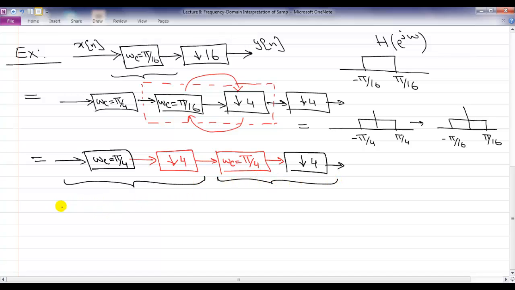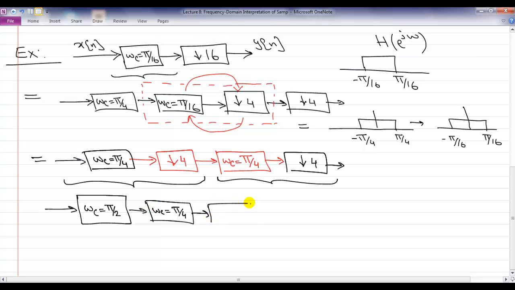Okay? And I can actually play the same trick on each of these single components again. This decimation by 4 can be replaced by decimation by 2 two times. And this filtering can be replaced by 2 filters. First I do filtering by π/2, then I do filtering with π/4 cutoff. Of course, the output of these 2 filters in cascade is the same. And then I do decimation by a factor of 2, decimation by a factor of 2. Okay? This is just this block. And I can do the same for the next one.